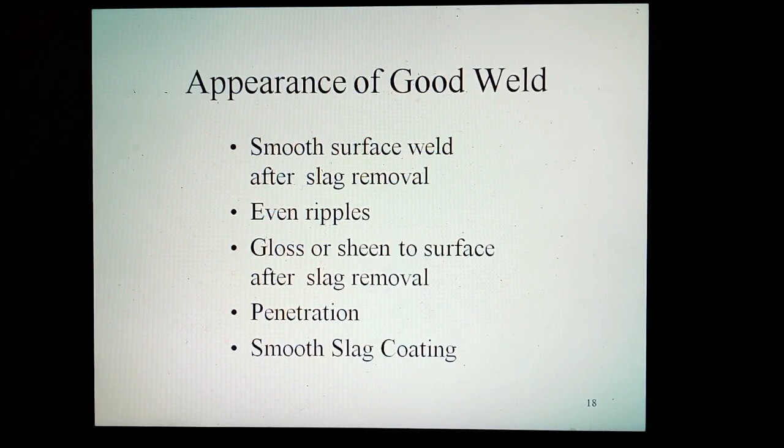The appearance of a good weld. It has a smooth weld surface after slag removal. It has even ripples. It has a gloss or sheen to the surface after removal of slag. It has good penetration and has a smooth slag coating.